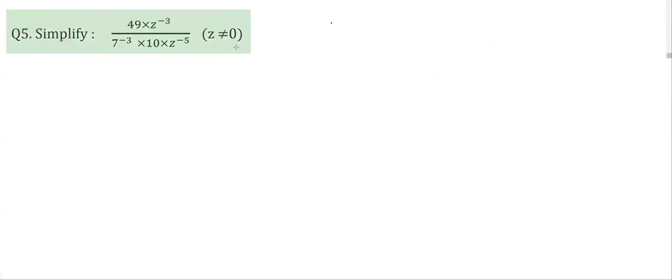In question number 5, we have to simplify this expression. Now, the best way to solve this is that whatever has a negative power, like this z raised to the power minus 3, if you bring it to the denominator, it becomes positive, and vice versa. That means z raised to the power minus 5, if you bring it to the numerator, it becomes positive. The same will happen with 7 raised to the power minus 3. If I transpose it to the numerator, it will have a positive power. So that is the first thing which I'm doing. Moreover, you can see that 49 can be written as 7 square, as we are required to use laws of exponents.